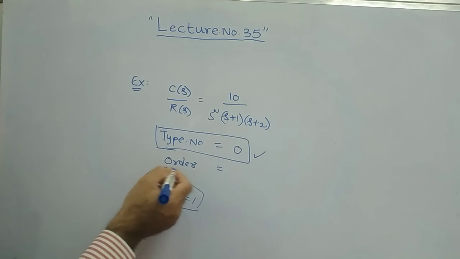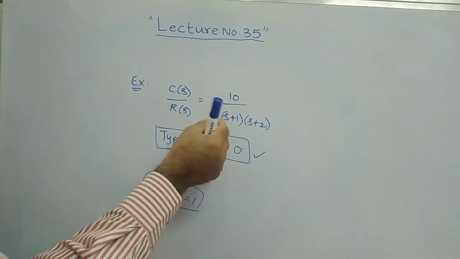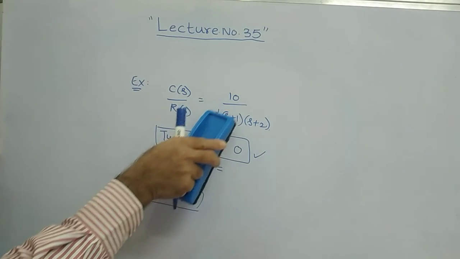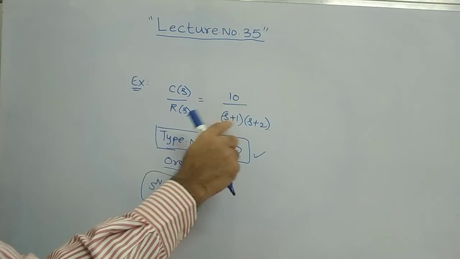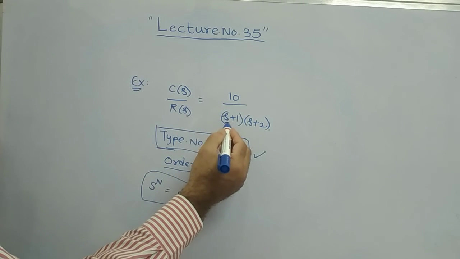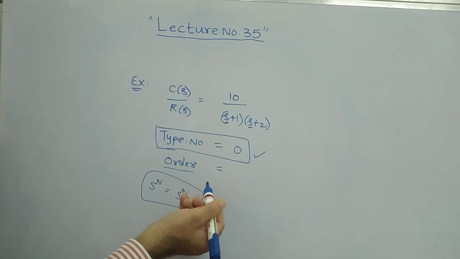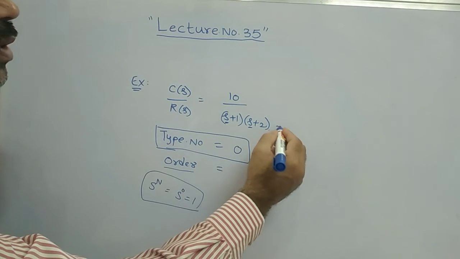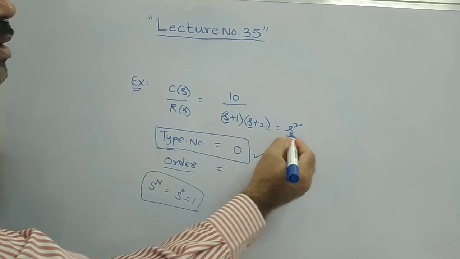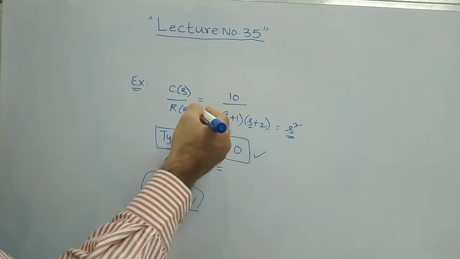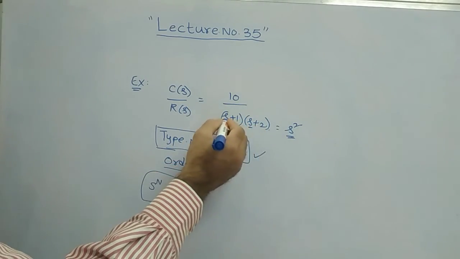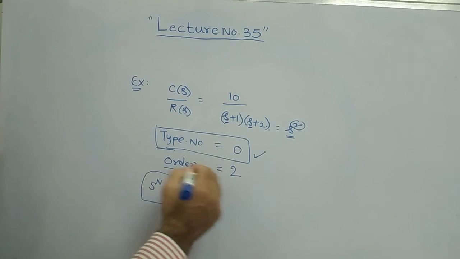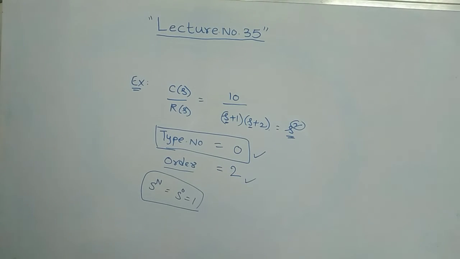Then what is the order? For the order, you need to multiply s plus 1 into s plus 2. Two s's are there, s into s gives s square. Therefore the highest order is definitely 2. The first term is s square. It is not required to expand the complete expression, just s into s, s square. So the order of the system is 2. Clear? I think it is very interesting, no?